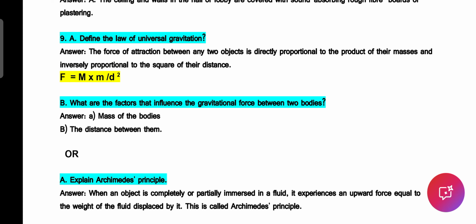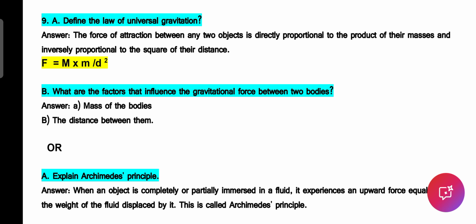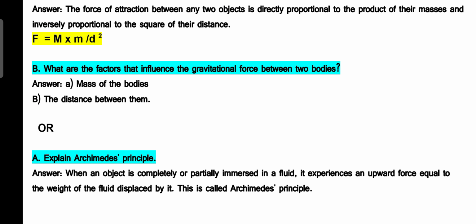I am continuing the physics questions and answers discussion, and this is the 9th question where I stopped in the first part. Let us continue the same. Define the law of universal gravitation. The force of attraction between two objects is directly proportional to the product of their masses, that is capital M and small m, and inversely proportional to the square of the distance, that is d square. The formula also has to be learnt and written.